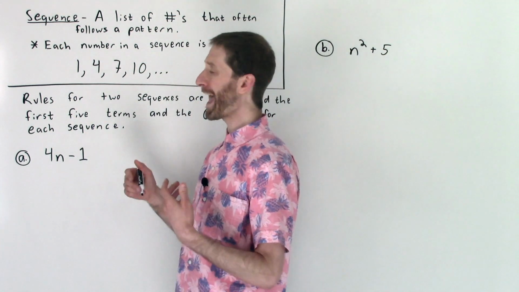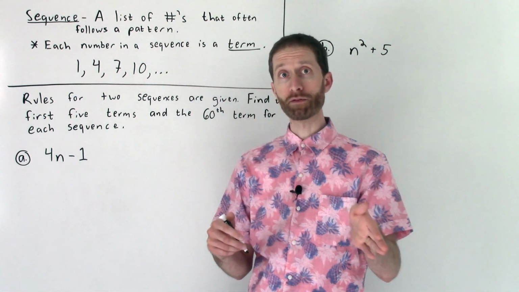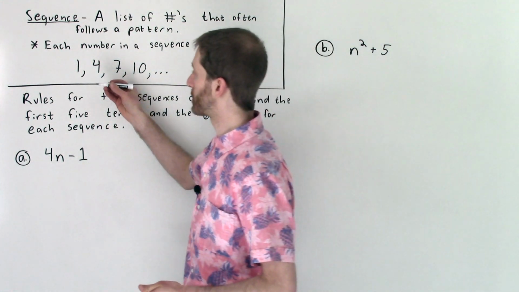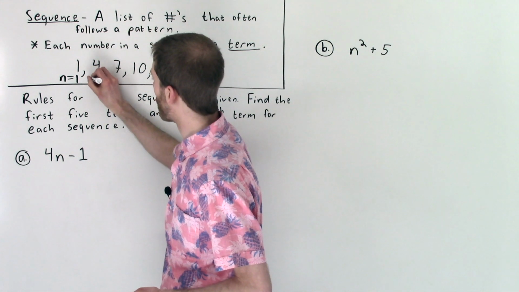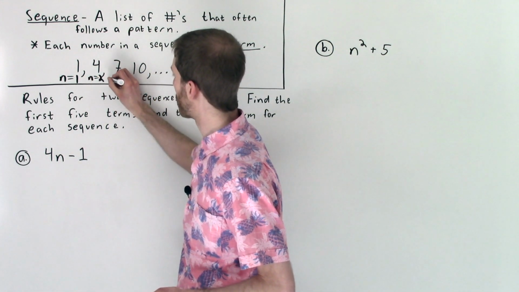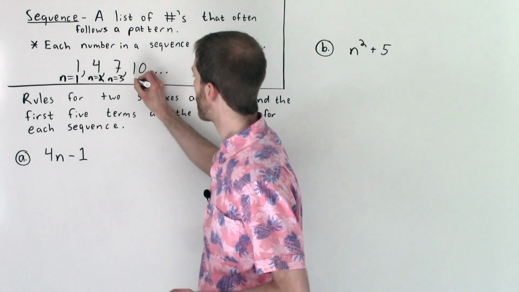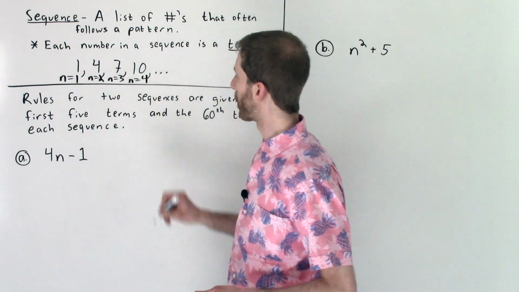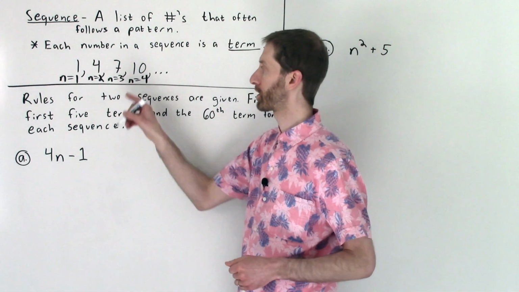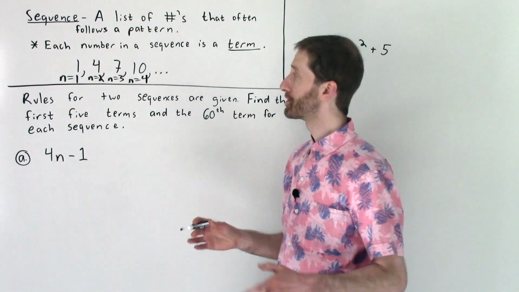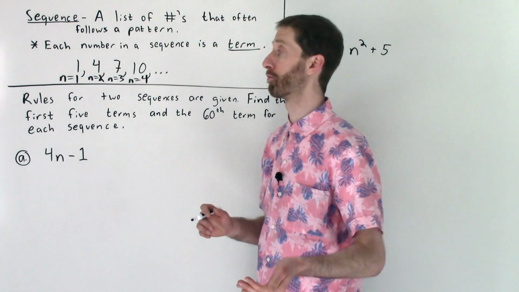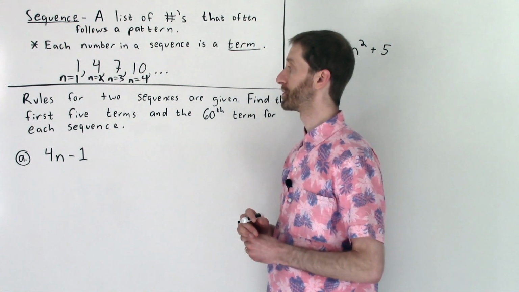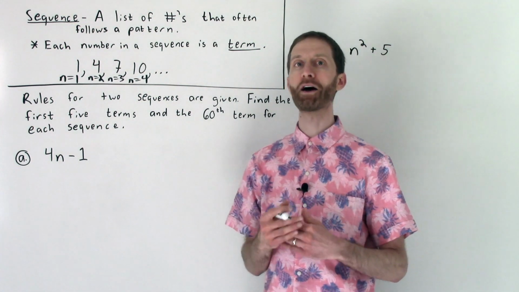We often use n equals the number of the term to describe the term. So for instance, you might say that this is n equals 1, n equals 2 for the second term, n equals 3, and n equals 4 for the fourth term, right? Or the first, second, third, and fourth term. That's it. Very, very cool stuff. Eventually, you're going to be figuring out how to come up with rules for these sequences, but for now, we're going to be evaluating them.